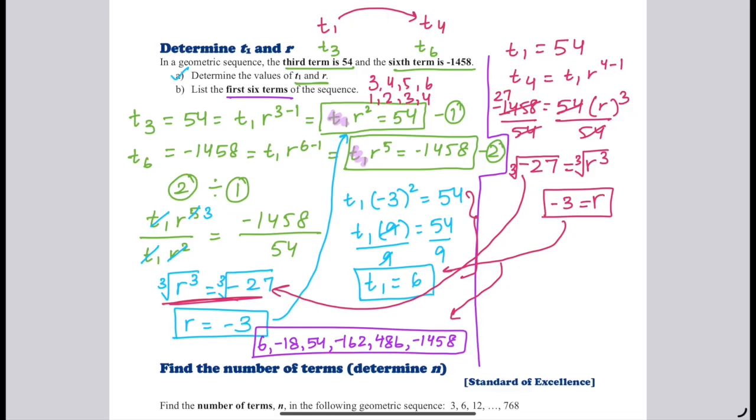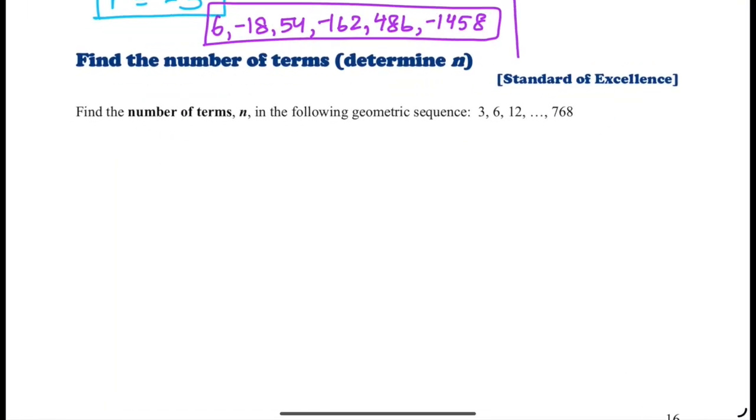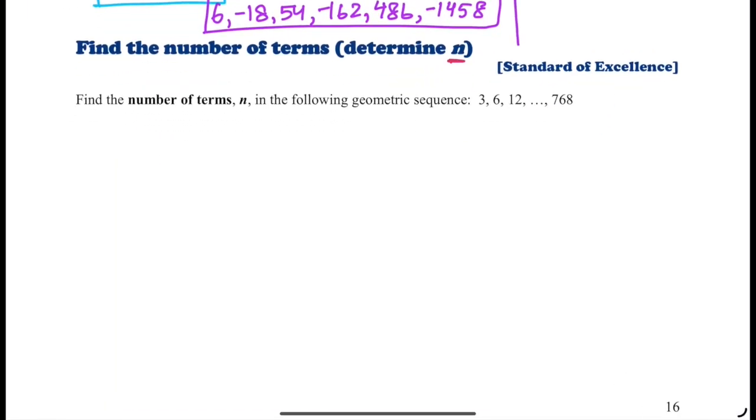Okay, let's move on to the last type of question that you will have from geometric series. Is when you have to find the number of terms. So figure out what n is, okay? So we're given a series. We have T1, we have Tn. Is this a finite series or infinite? Finite. It stops, exactly. So we have Tn and we have T1.